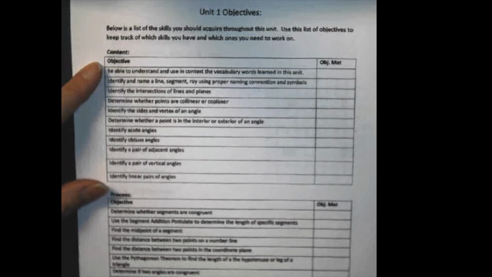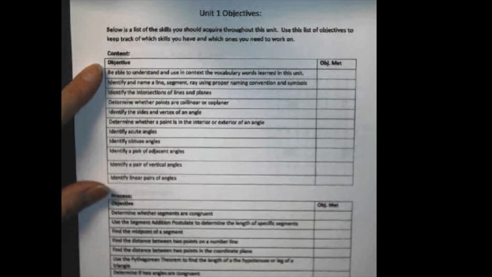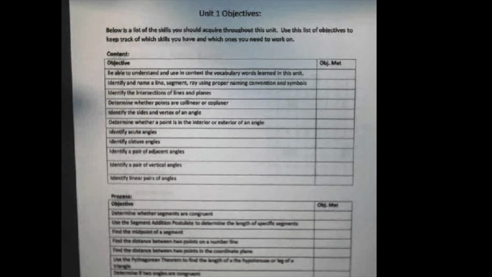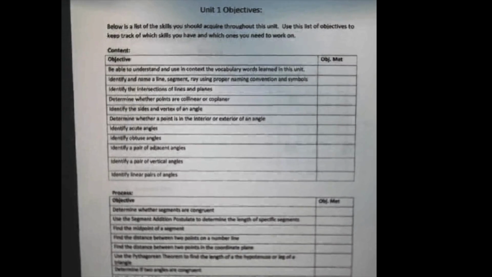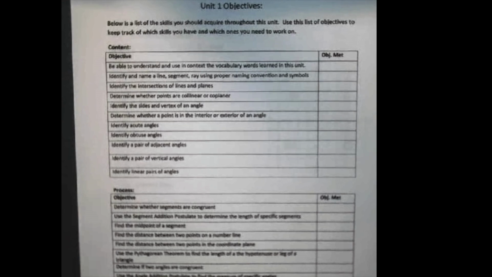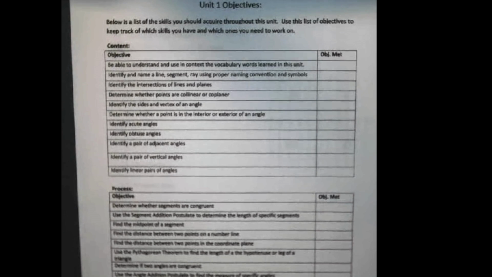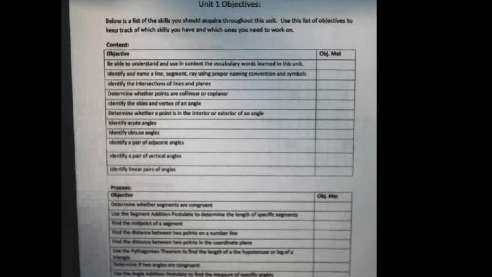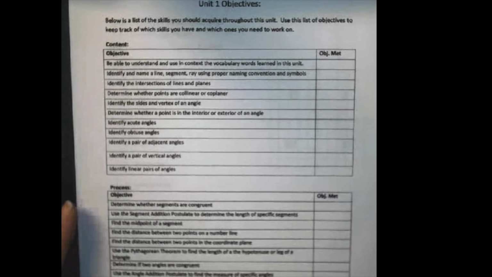The first set of objectives are all content, such as are you able to identify something, can you name something, those sorts of questions. The second set of objectives are processes, and this is really where we get to using the information you have learned. So content is basic knowledge, vocabulary, knowing the shapes, being able to identify something. Process is using that content in order to solve a problem.